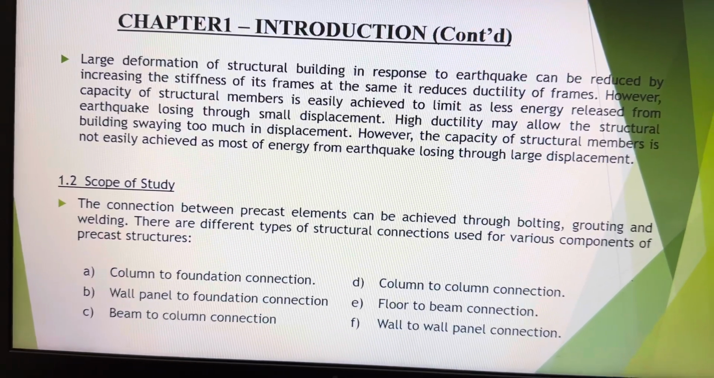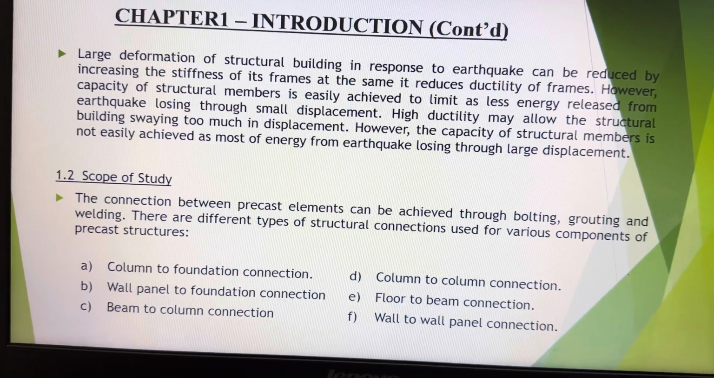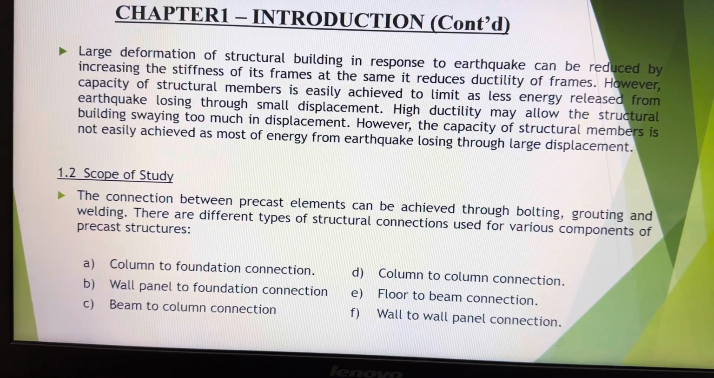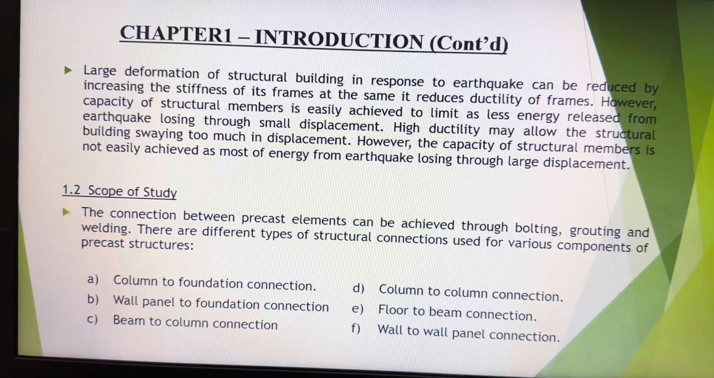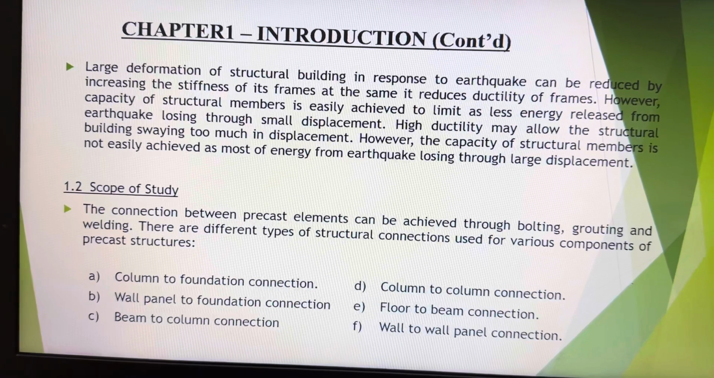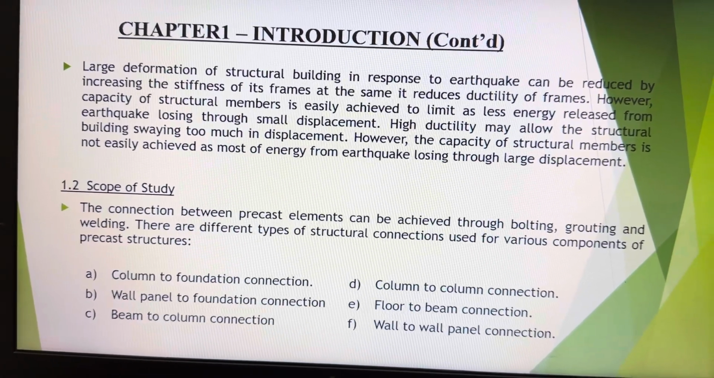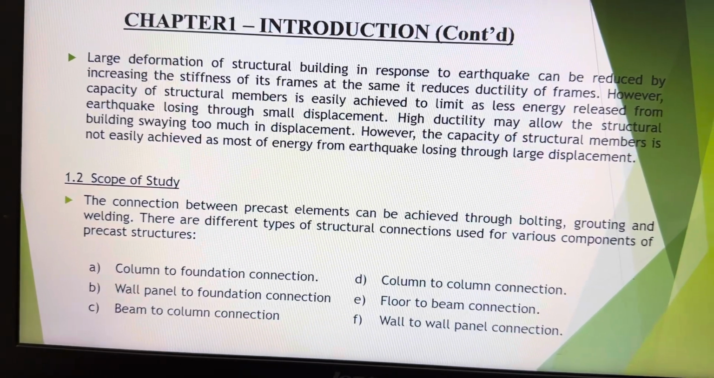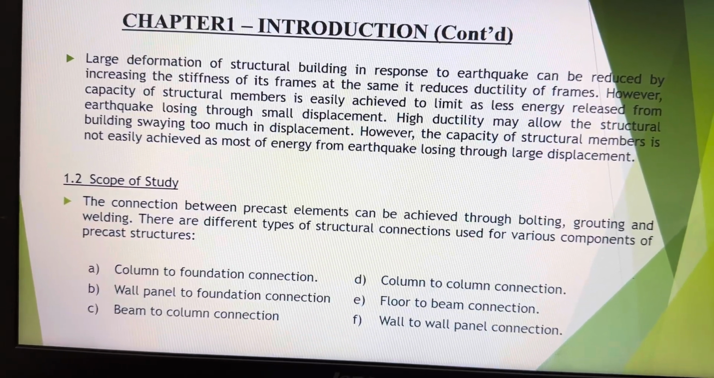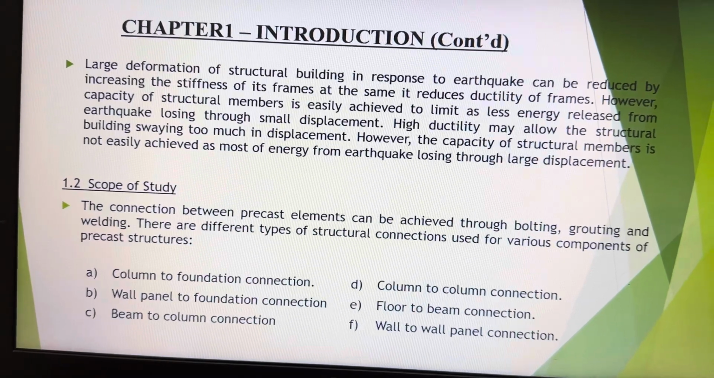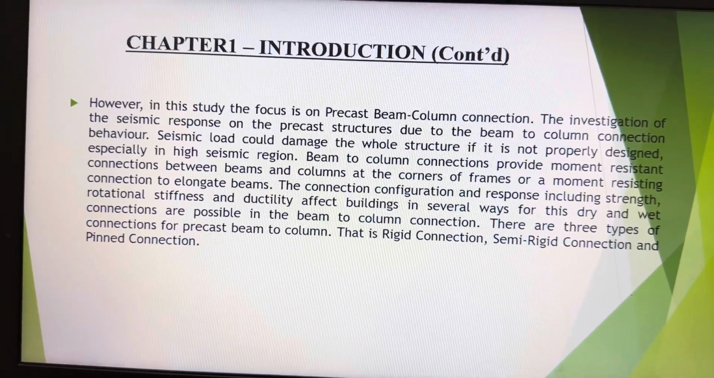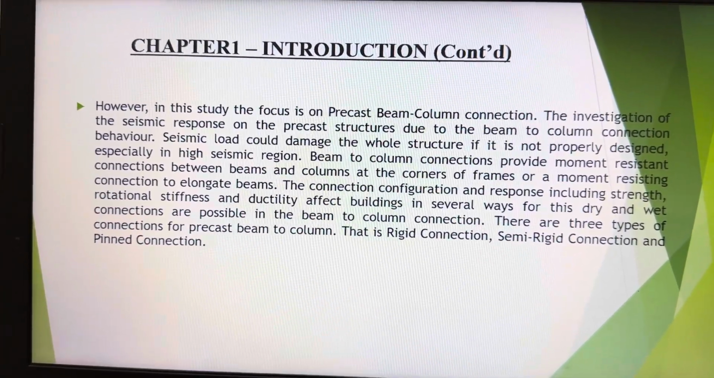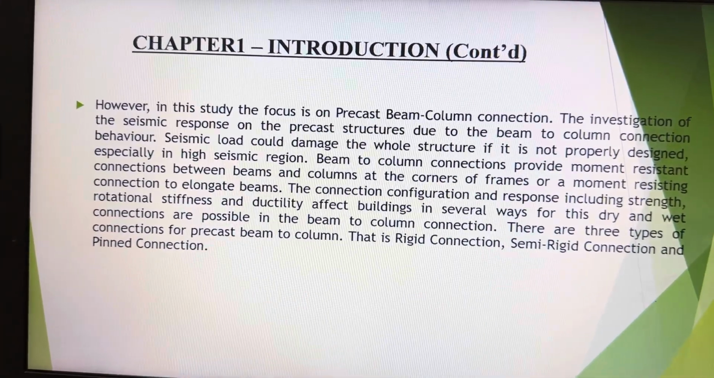For scope of study for this research, the connection between precast elements can be achieved through bolting, grouting, and welding. There are different types of structural connection used for various components of precast structures, such as column to foundation connection, wall panel to foundation connection, beam to column connection, column to column connection, floor to beam connection, and wall to wall panel connection. However, in this study, the focus is on precast beam column connection.